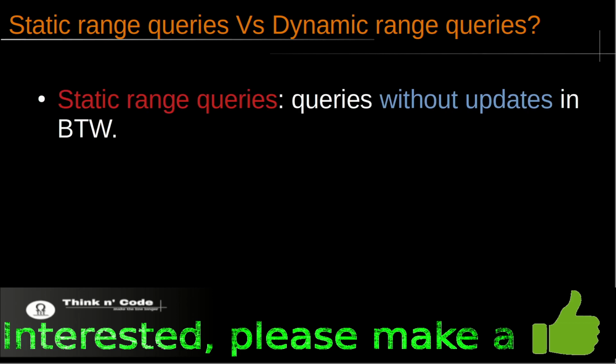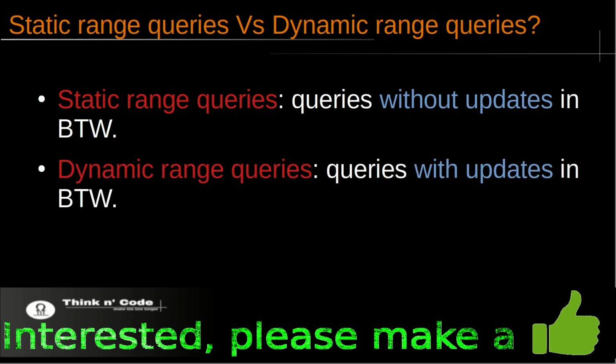What are static range queries? Static range queries are queries without updates in between. We have an input, we want to perform range queries, but there is no update in between on the input. Dynamic range queries are queries with updates in between.